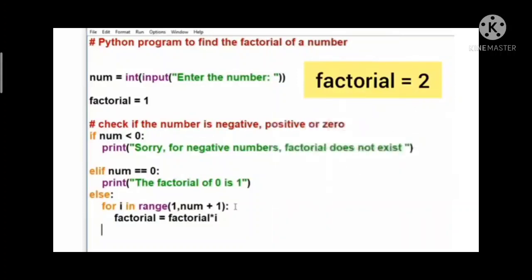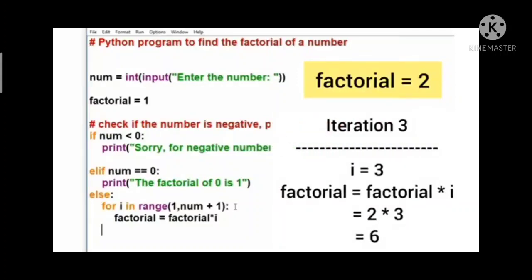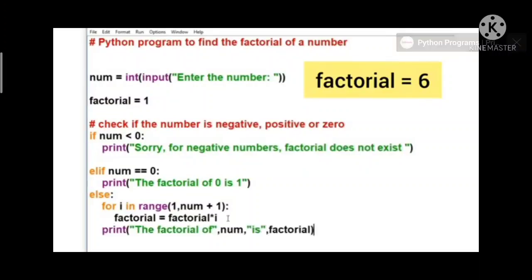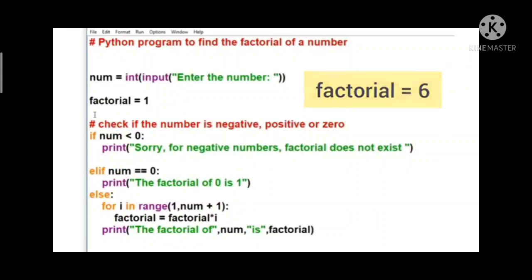In the last iteration, I equals 3. Then, factorial equals 2 times 3. Factorial equals 6. For loop ends here. Now, we got the final value of factorial as 6. The program will print the factorial value using print statement. See the output of the code here.